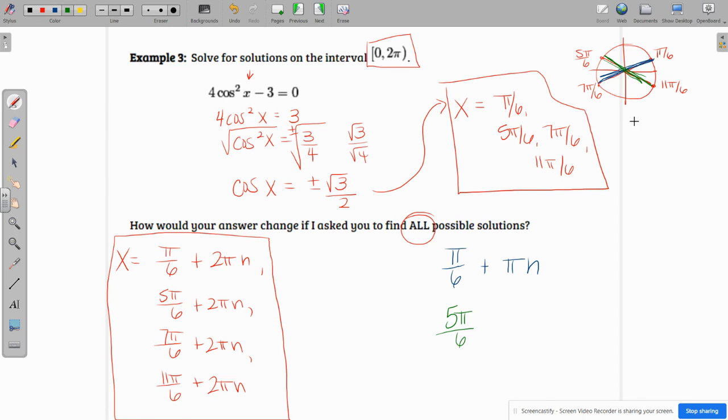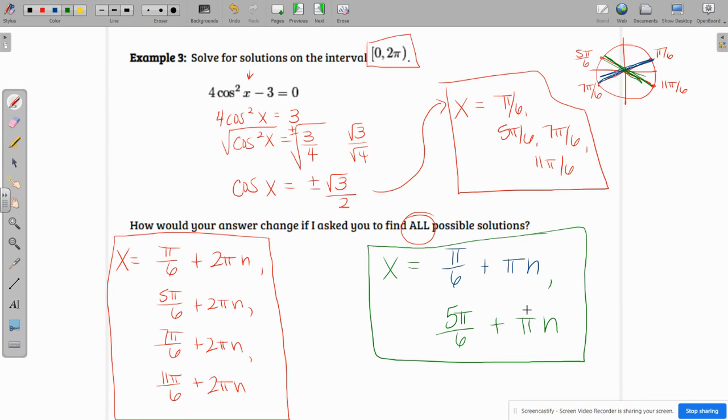So you could write 5 pi over 6 or 11 pi over 6, and then add pi n times. And again, just remember that that n just is an integer, any integer. So this would be the same thing as this one, it's just your preference. You want to have to write more or a little bit less.